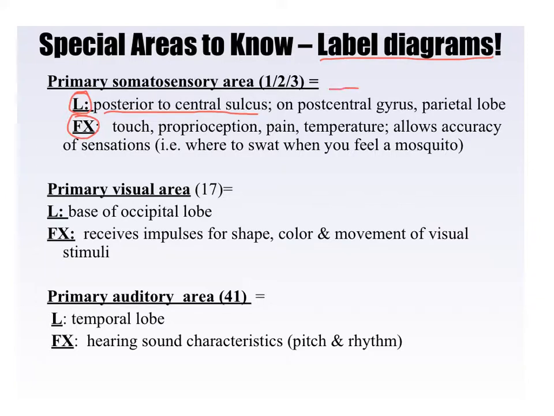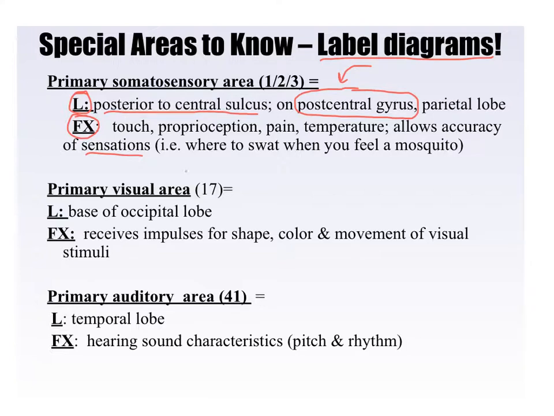It's on what's called the post-central gyrus, because remember, a gyrus is a wrinkle or fold in the brain, and it's post-central because it's just after or behind, posterior to the central sulcus. It is on the parietal lobe, and of course its functions, sensory sensations, and you can look through all those there.